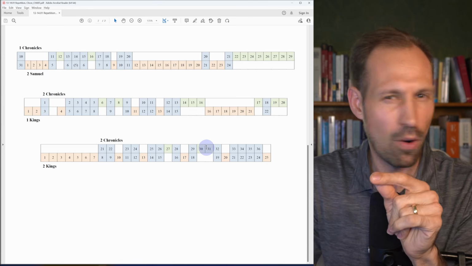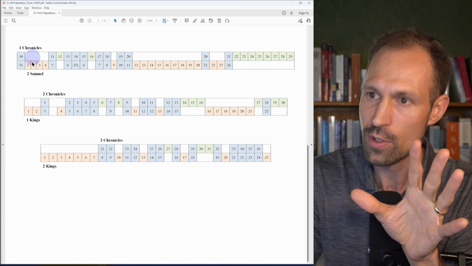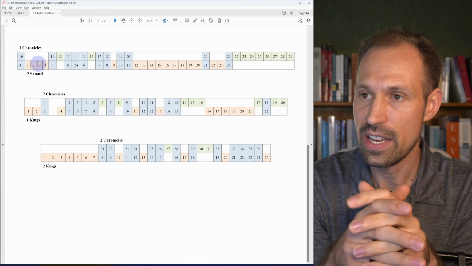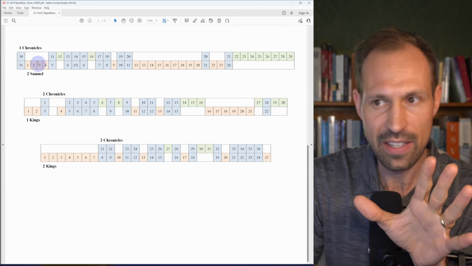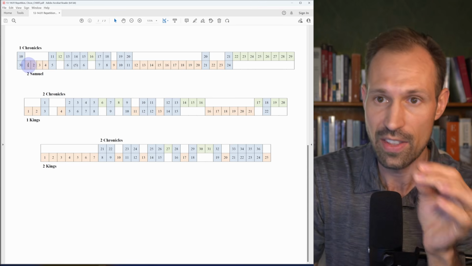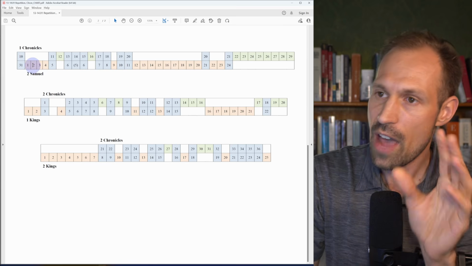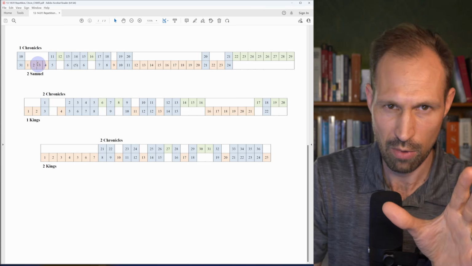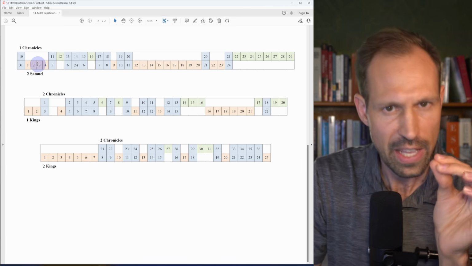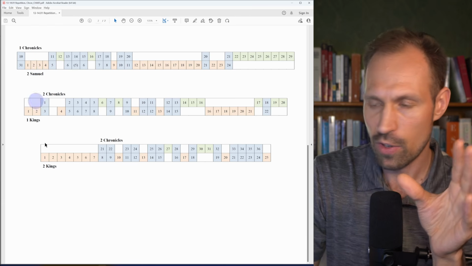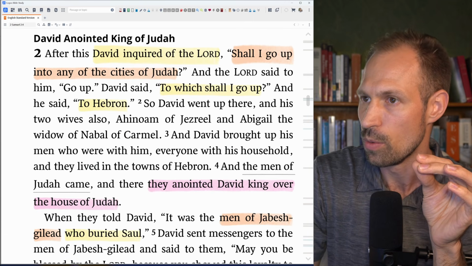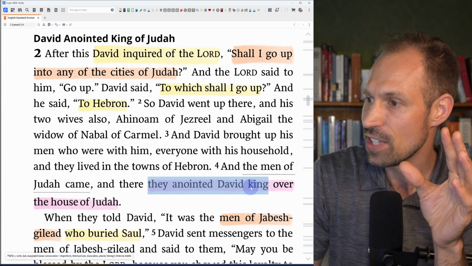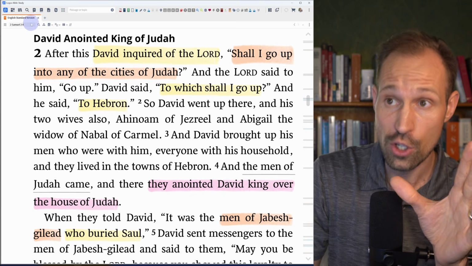Let's take a look at orange, however. These are narratives from Samuel and Kings that the chronicler removed. He did not include them in his book. So here in 2 Samuel chapter 1, this is the death of Saul. And then in 2 Samuel 2 to 4, this is David's struggle for the throne with Saul's son, Ishbosheth. You remember that? Let's jump over to 2 Samuel 2. Notice here that David is made king. He's anointed king over all of Judah.